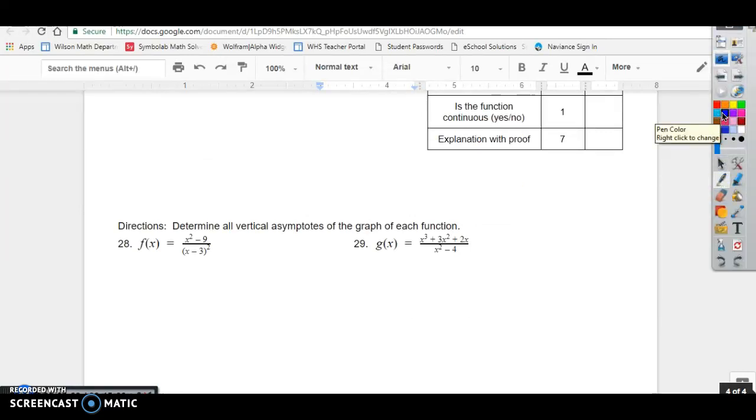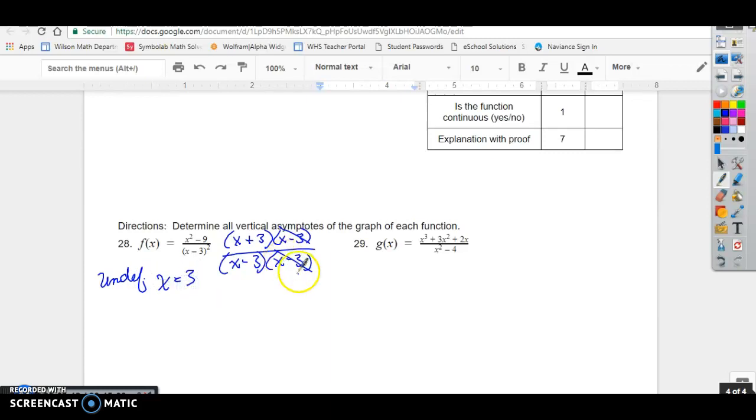In the last problem of your review, I should say last two, determine vertical asymptotes. This is just what you left off with. So the top would be x plus 3, x minus 3. The bottom would be x minus 3, x minus 3. So as you can see, one of your x values where it's undefined will cancel out. So we're undefined at x equals 3. Yes, this one was removable, but we still have one left. So this is non-removable. Therefore, we have a vertical asymptote at x equals 3.